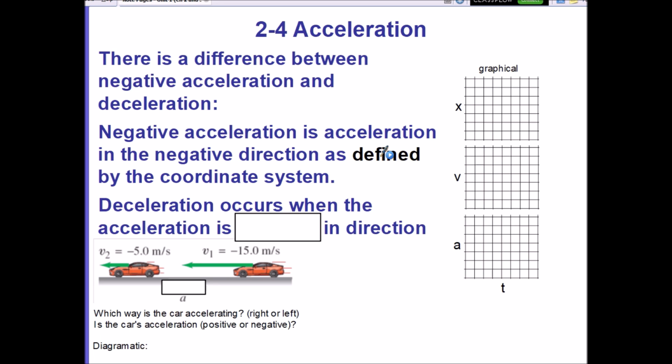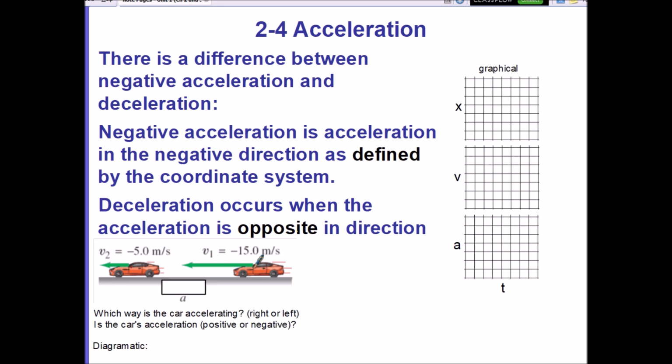Deceleration occurs when the acceleration is opposite in direction to the velocity. So you need to be careful there, not associating negative acceleration with slowing down, not associating positive acceleration with speeding up. It depends on how those two vector quantities are aligned. That's another one of those tricky areas that students sometimes grapple with. Take a look at a way of illustrating that with this example.